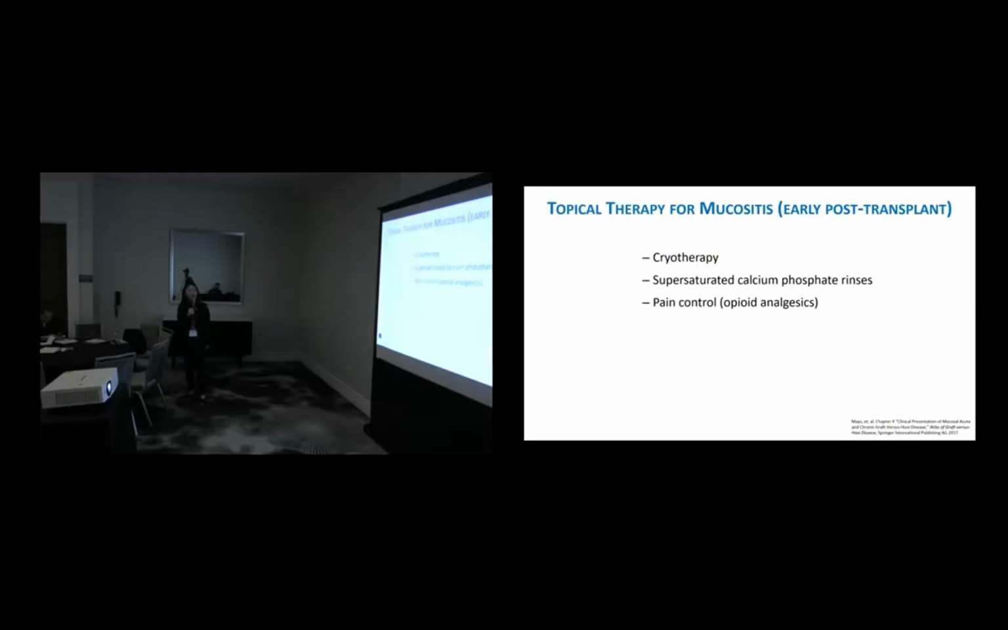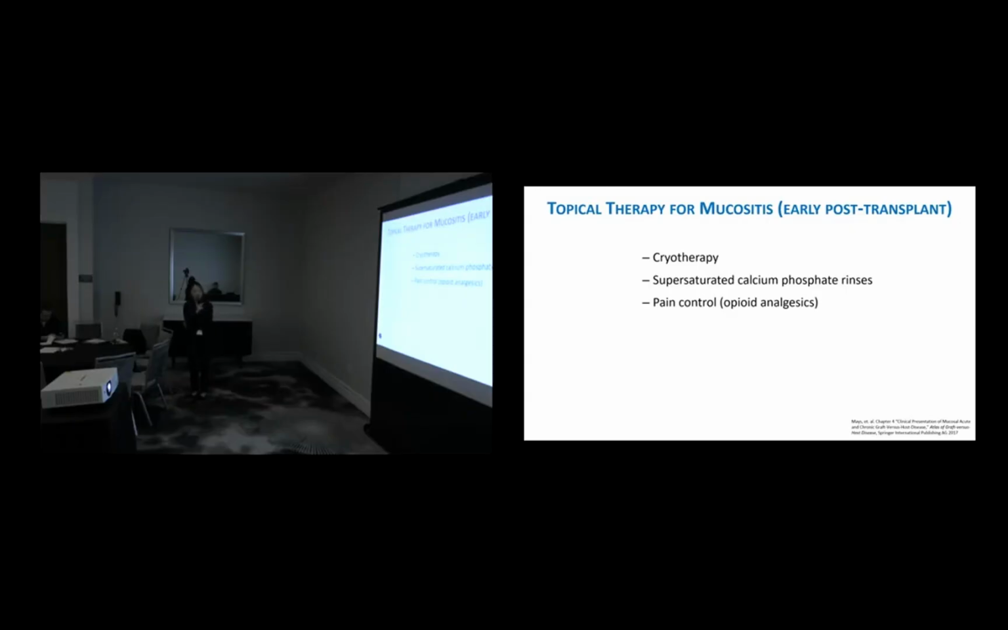And there are some therapies for different stages of GVHD symptom presentation. So if you experienced mucositis early on in your transplant process, one of the ones that we talk about is cryotherapy, which is essentially holding ice chips in your mouth, or other cold therapy that really helps alleviate some of these pain symptoms. Sometimes we recommend our patients use supersaturated calcium phosphate rinses, and this is to help that wound healing process. And of course, adequate pain control is important.